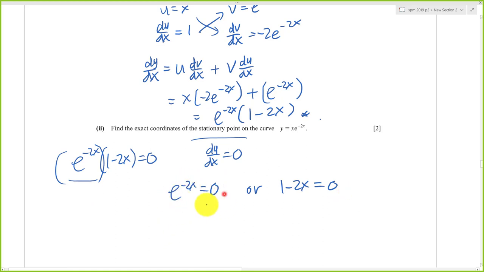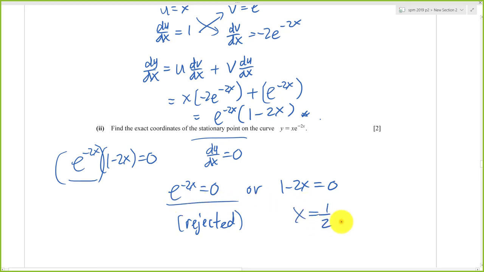Alright, then I move the e to the other side. This one I get ln 0. But can ln be 0? Cannot, right? ln cannot be 0. You'll get math error. So therefore, e^x can't be 0 also. Then why do they ask about exact? Oh, because of the y value. Okay, I get it.